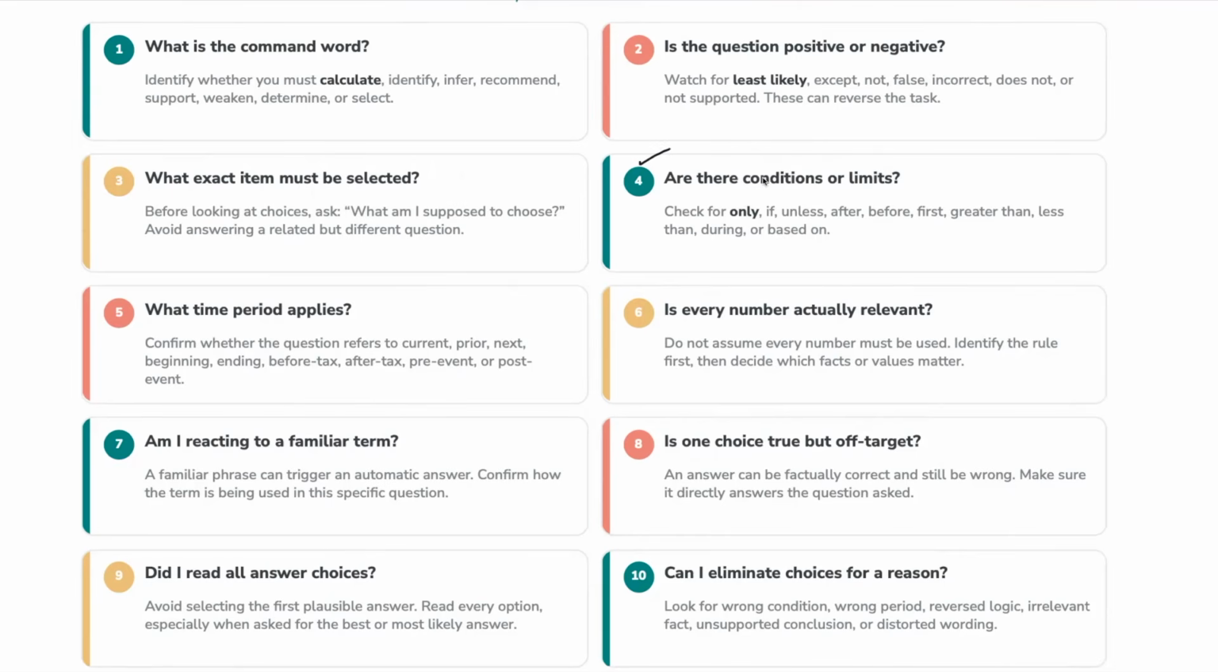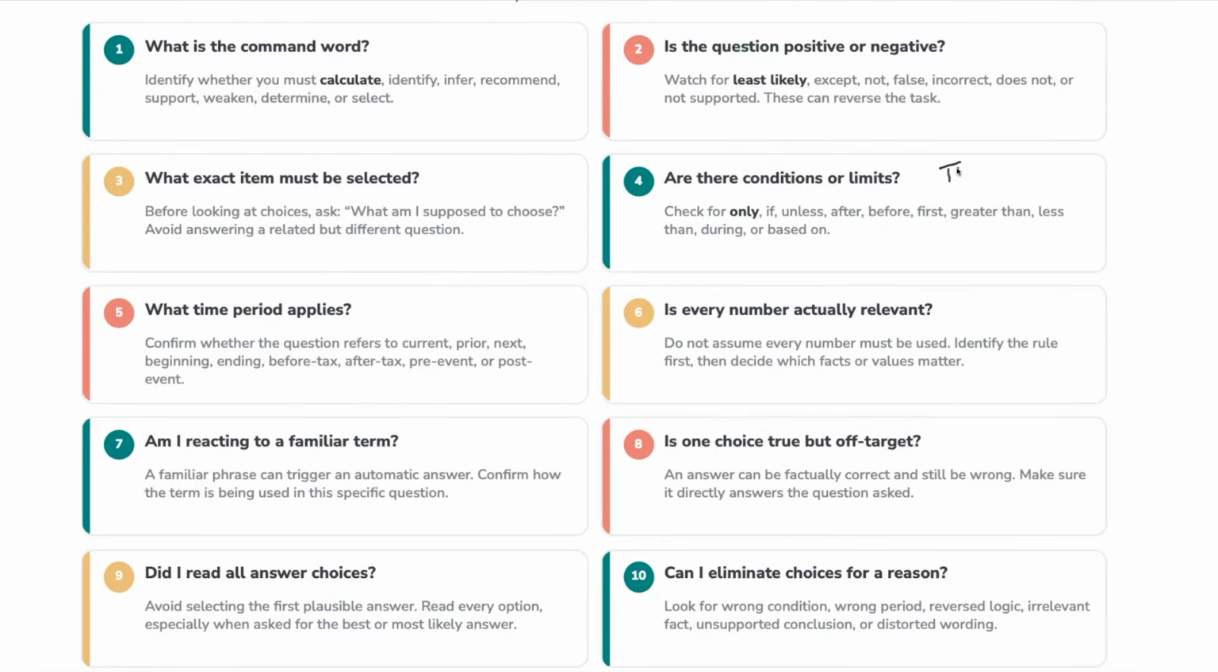Now let's move to point 4. Are there conditions or limits? This means you need to pay attention to words like only, if, unless, before, after, or greater than, less than, during, and based on, etc. These little words are like small road signs. Ignore them and boom, wrong road.